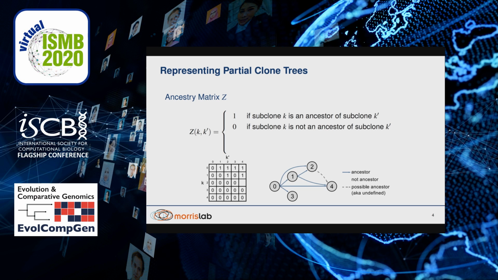An entry Z_KK' equals -1 if subclone K could be an ancestor of subclone K', but we're not sure about this, so we call this relationship undefined. Given our example, we have exactly one undefined relationship in our ancestry matrix Z. An alternative visual representation of this partial clone tree is this possible parent DAG, where we show when a subclone is a parent, not a parent, or a possible parent of another subclone.